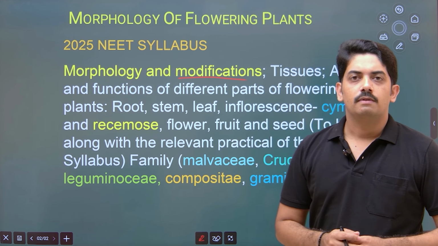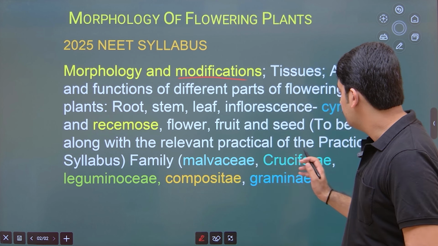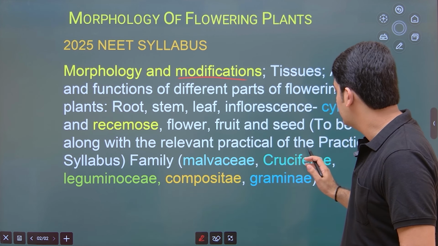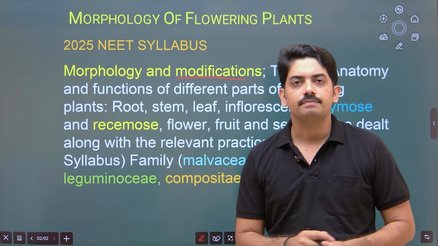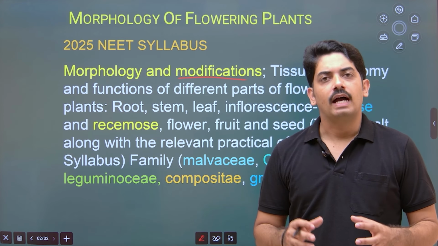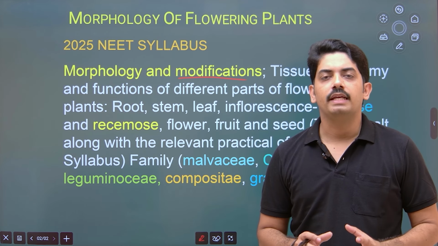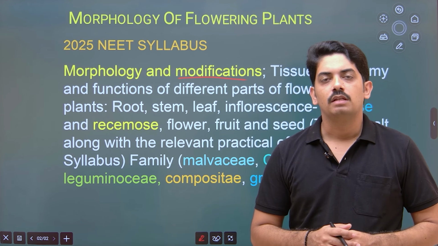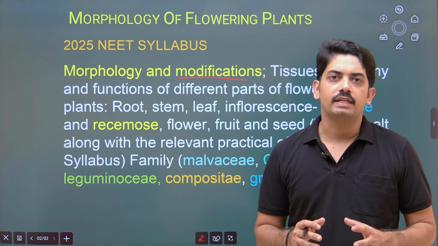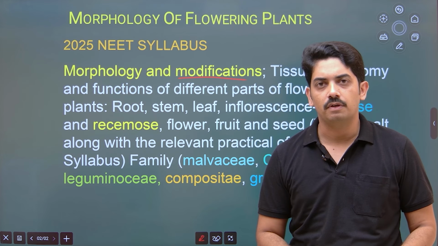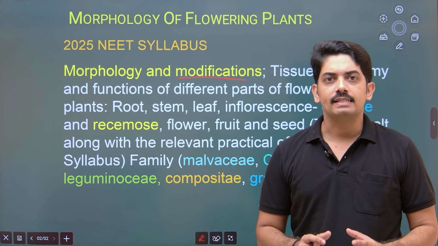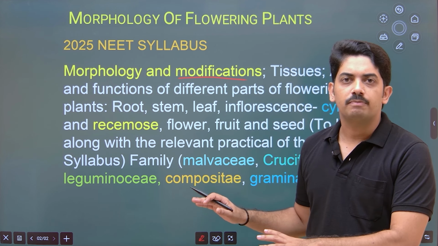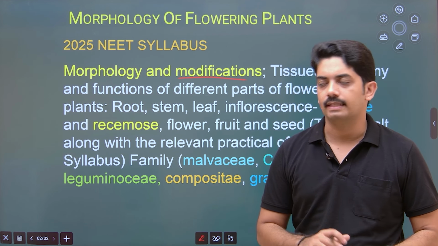Of course, in the last part here they have mentioned that it is to be dealt along with the relevant practicals of the practical syllabus. So in this topic, I try to cover what all you will study in practical also, because that is included in the NEET syllabus. In inflorescence, actually in your textbook they have just mentioned Cymose inflorescence and Racemose inflorescence. Instead, I will take some of the inflorescence examples from practical to explain the types of inflorescence in this topic. That is another thing.